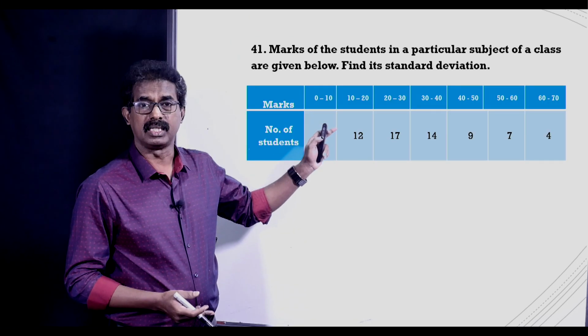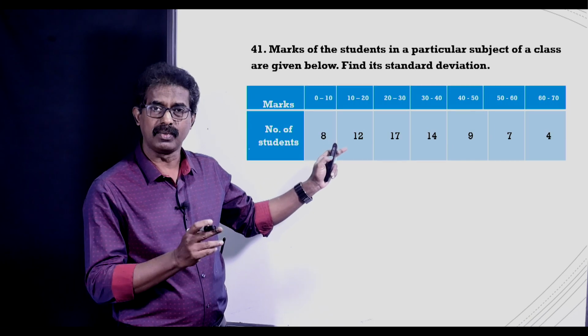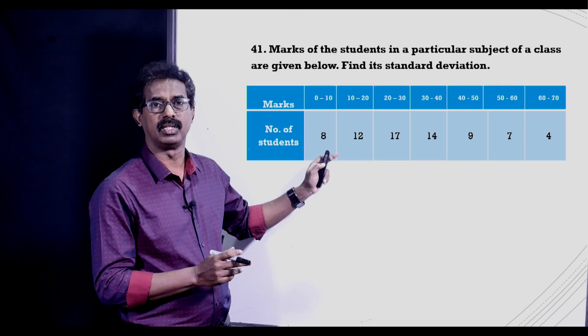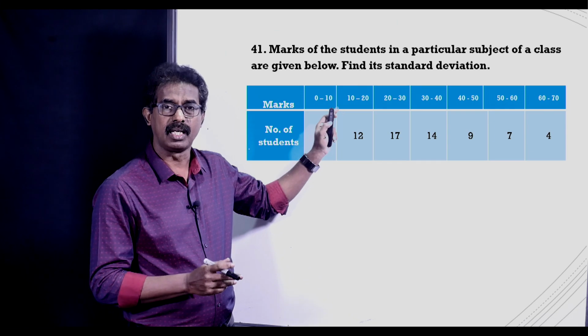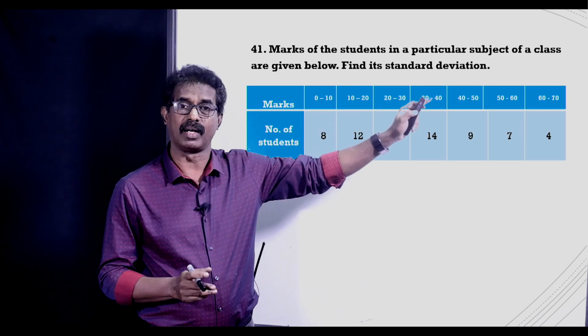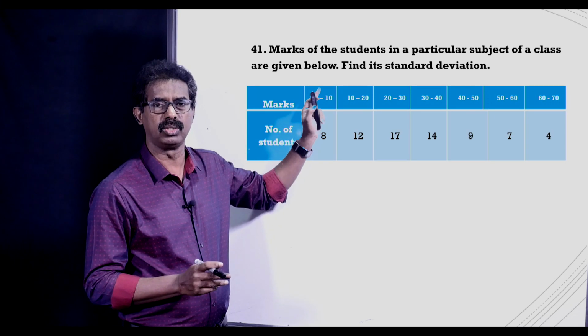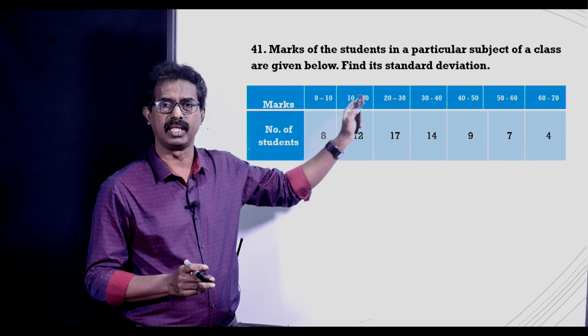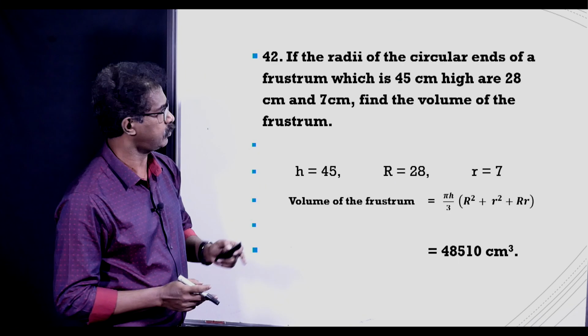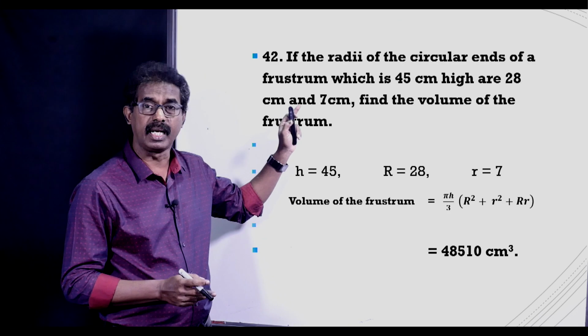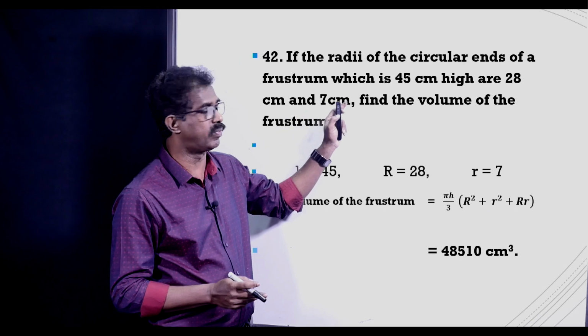Question number 41, this is for standard deviation. In the previous question paper, we discussed standard deviation. The only difference here in that question is that x values were given, but here class intervals are given, so you take the middle values, that's all. 0 to 10, you take it as 5, 15, 25, 30, then you can do it in the same method only.